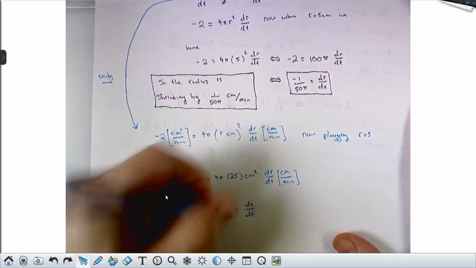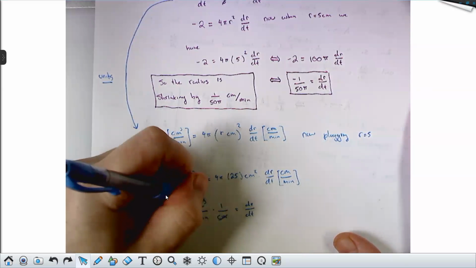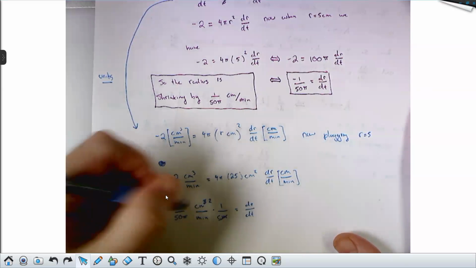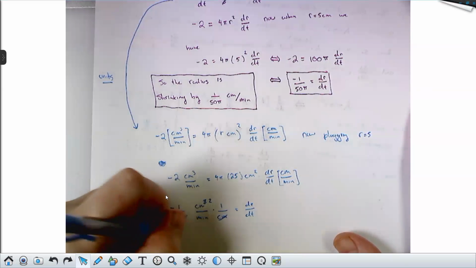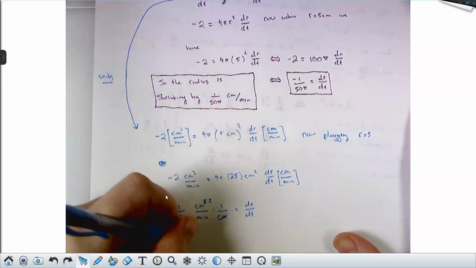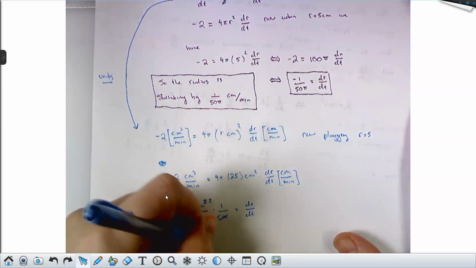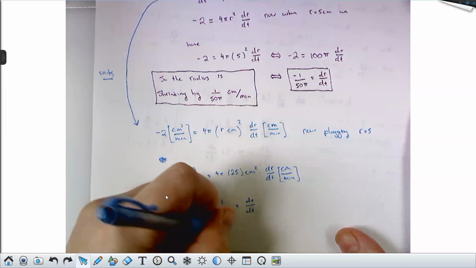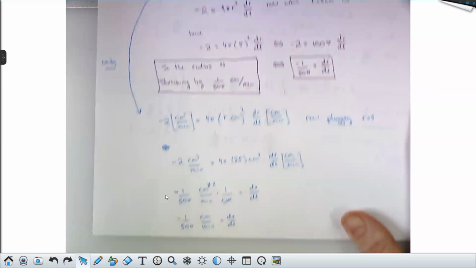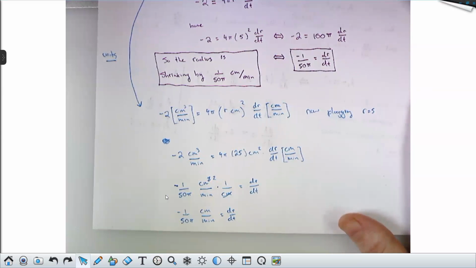And you can see here, if you cancel one of these cm's, then this would become a square. And you really do get -1/50 pi. The 1 centimeter remains up here. The minute remains down here equals dr dt. So the units do work out just fine. Cool, I see it. Thank you.